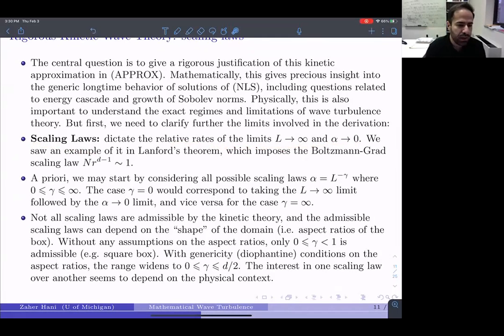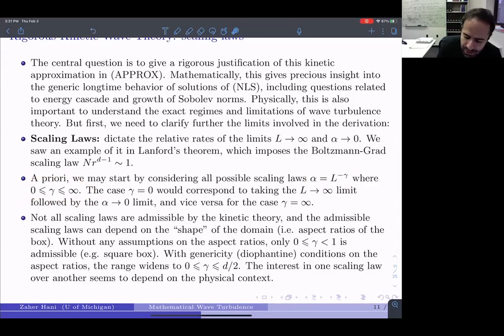So a priori, you might start by saying, I want to start without restricting myself at all, and I want to consider all scaling laws. If alpha is going to 0 and L goes to infinity, then all the scaling laws can be written in this form, alpha equals L to the minus gamma, but I would allow gamma to be between 0 and infinity, including 0 and infinity.